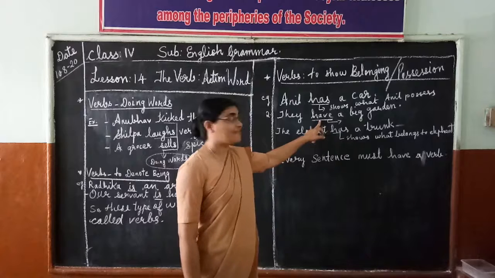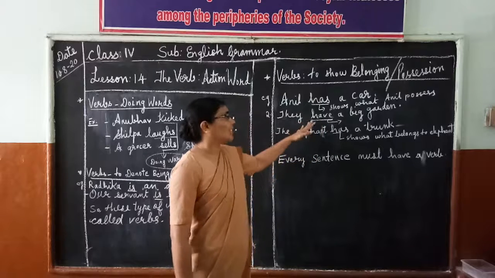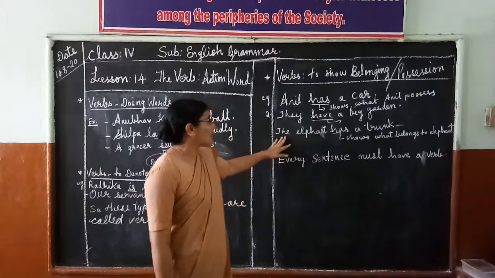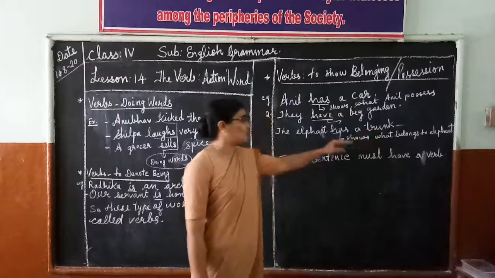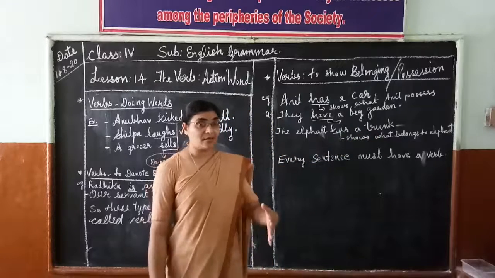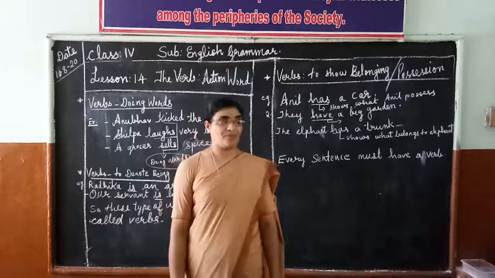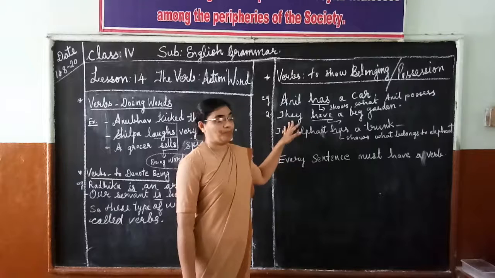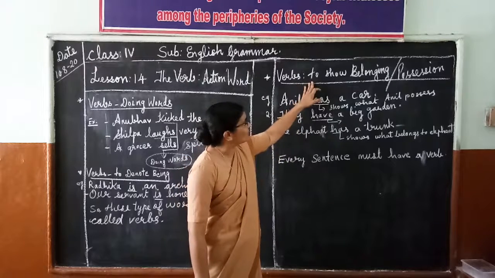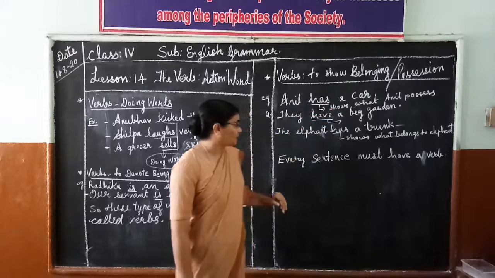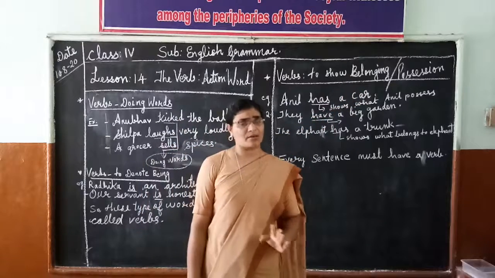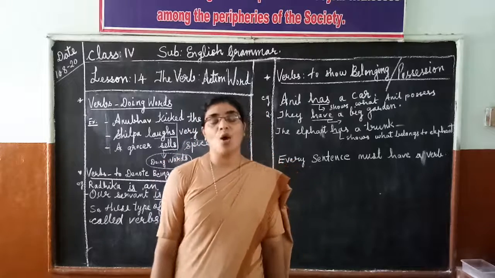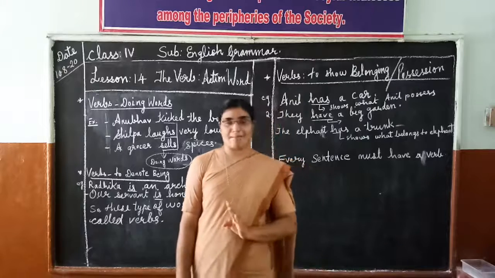The word have here shows what they possess, the garden. Now the elephant has a trunk. It shows what belongs to the elephant. The trunk belongs to the elephant. This type of sentence shows belonging or possession. So every sentence must have a verb. Without a verb, a sentence cannot be complete.